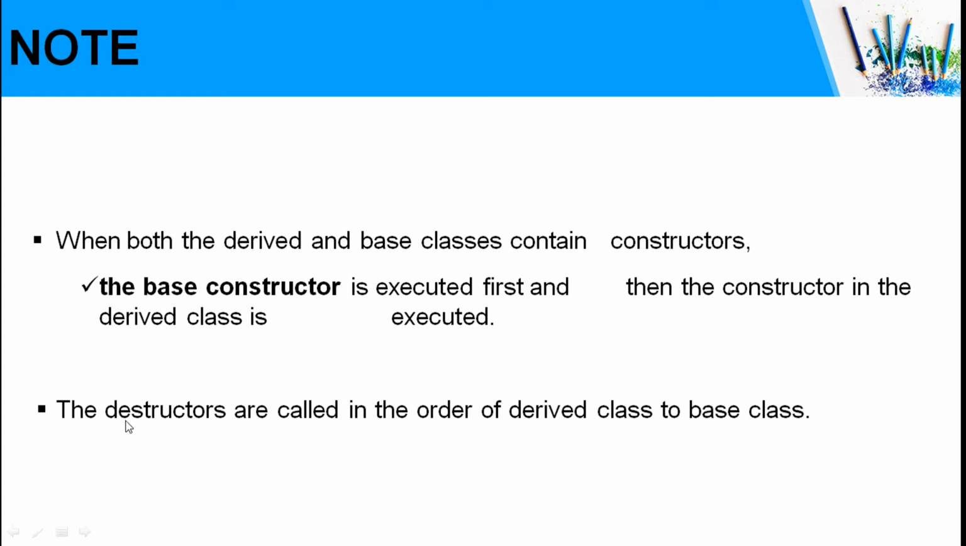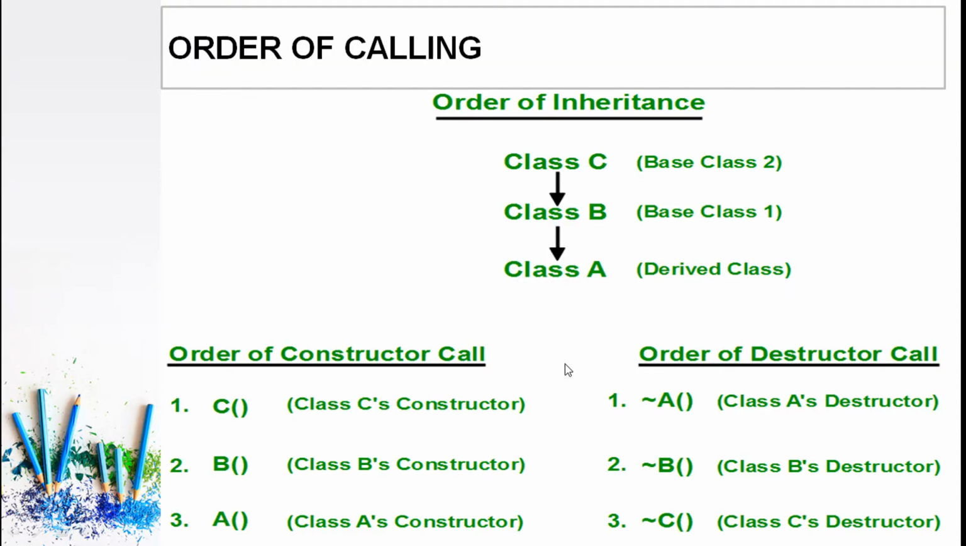Similarly, when the base class and the derived class both contain a destructor, the destructors are called in the order of derived class to base class, because destroying the object or deallocation of the memory starts from the most recently allocated place, that is the derived class first, then the base class. These are the two points that we need to understand.